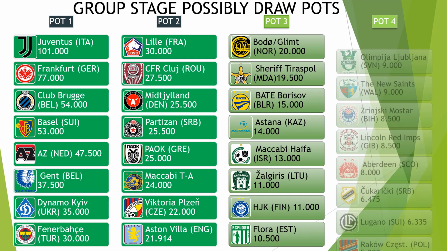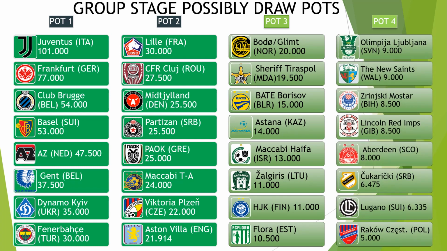And now we should look at how the possible draw pots of the group stage in Conference League will be, and these are our predictions. Teams are ranked according to their club coefficients, and in the first and second pots are mostly teams from the main path of qualification.